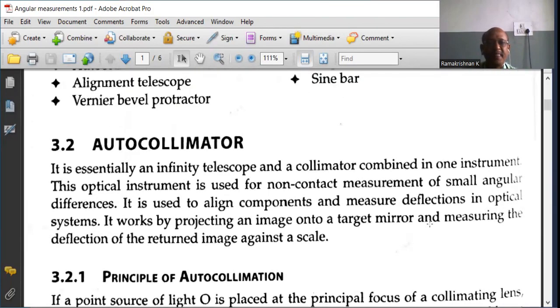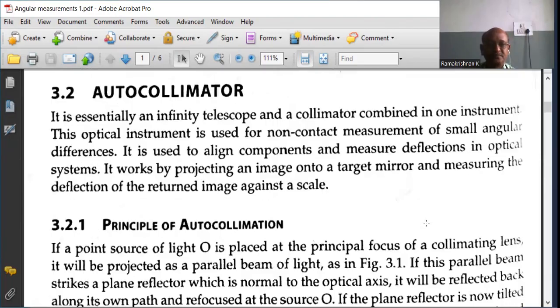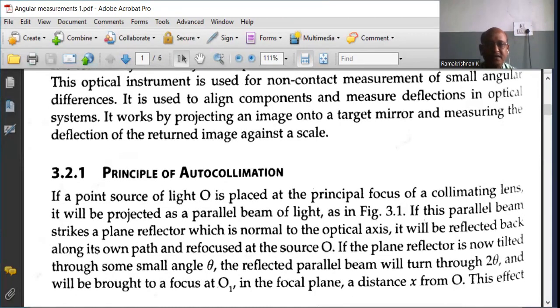It basically consists of two elements. One is the telescope with eyepiece, and the other is the collimator. So the two things are combined in one instrument. It measures angles without any physical contact with the object. It makes use of an optical system, that is, the light source, the collimating lens and the reflector. These optical systems are combined with the telescope. Now let us look at the principle of autocollimation.